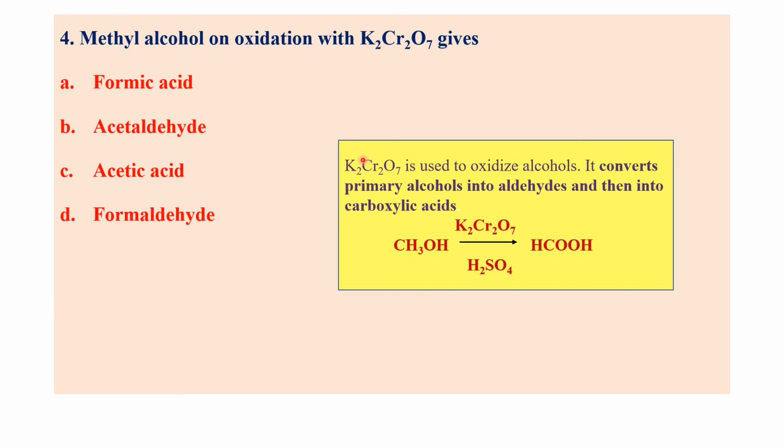Now potassium dichromate is an oxidizing agent. It will oxidize alcohol and it will convert primary alcohol to aldehyde, that is formaldehyde, and further it will be converted into formic acid. So here the methyl alcohol will be converted into formic acid. Here formic acid and formaldehyde, both options are given, so we will focus on the final product, that is formic acid.